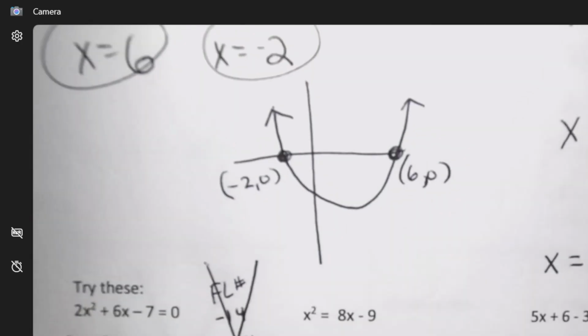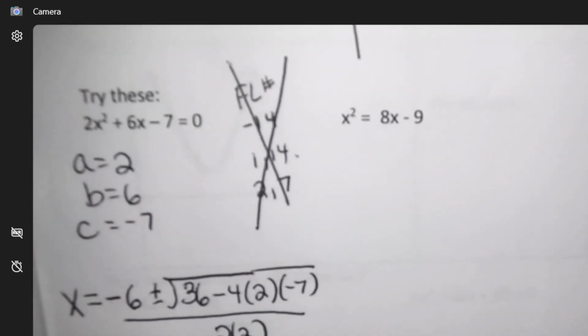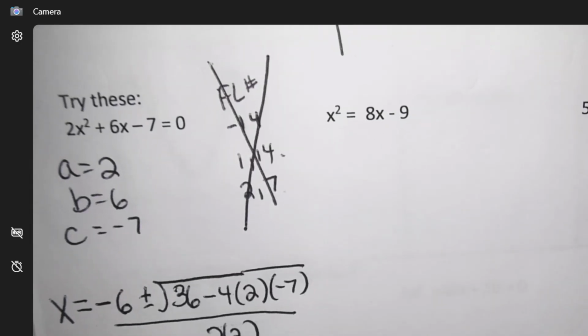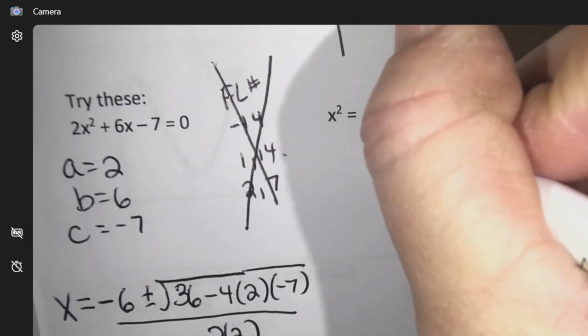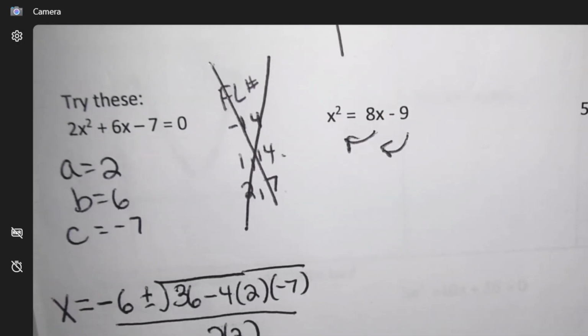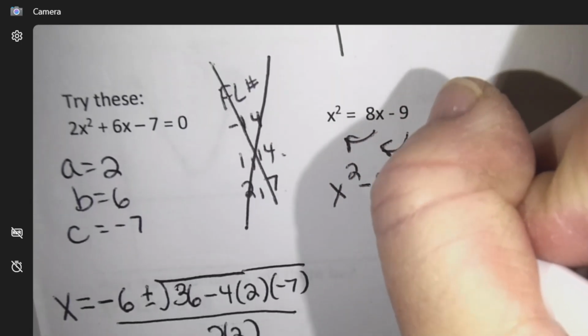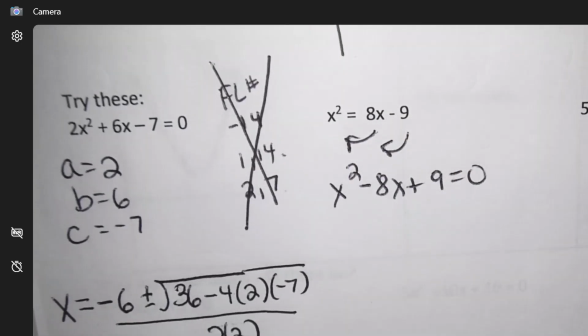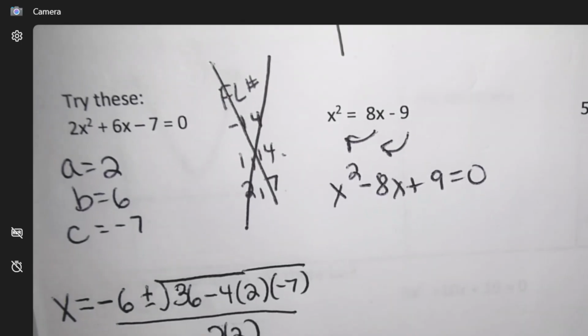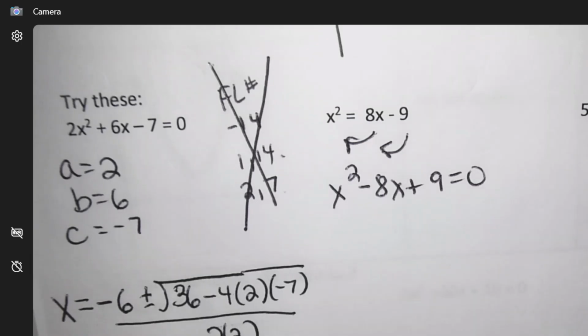Okay, number 2. You cannot start this question. Why can't you start it? It has to equal 0, and that's not happening. So you need to shuffle stuff around. Which way do you want to move? I kind of like keeping my x squared positive. So make sure you move properly. So now I have a negative on the 8 and a positive on the 9 because I moved it.